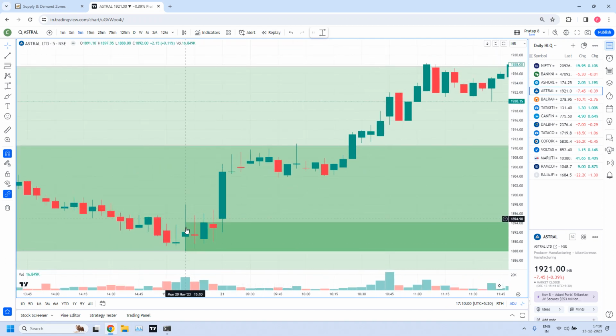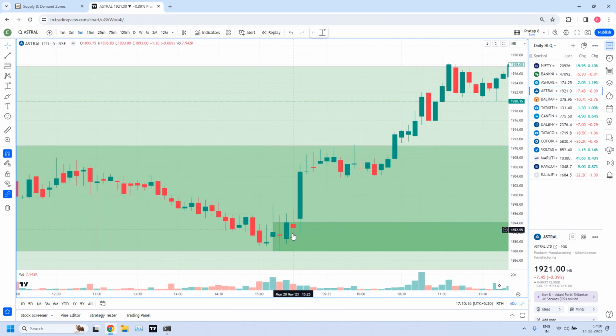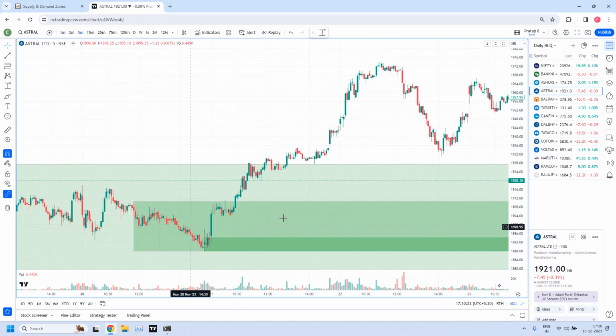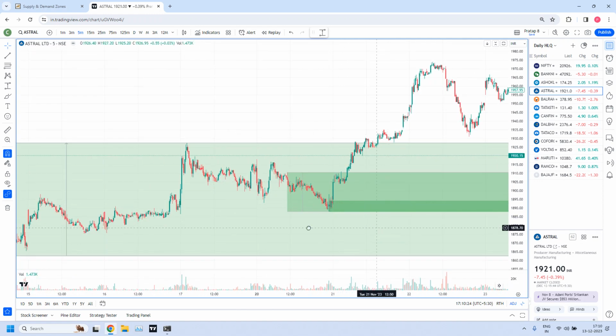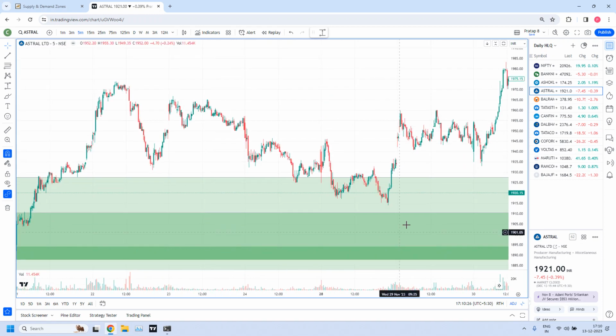See here, we have a leg-in as an ERC candle. This is a failed ERC candle. And after that, we have 3 base candles, and then we have a leg-out. So this is the 5-minute zone, and it is a fresh zone. Moreover, this 5 minutes is a fresh zone.